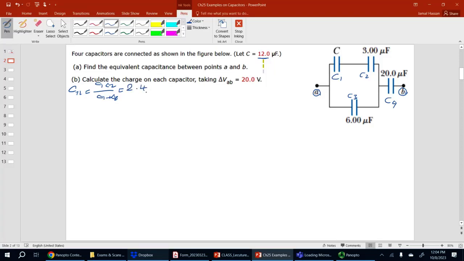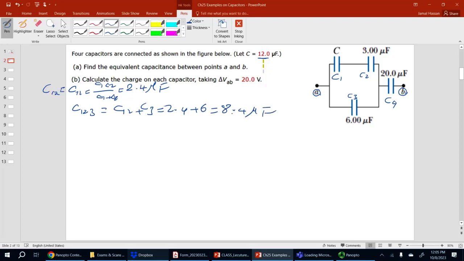Oh, please double check my answers. Okay, this is 2.4 microfarad. Now, this C1, C2 is the equivalent of capacitors C1, C2. It's in parallel with C3. So C1 to 3, remember, is equal to C1, 2 plus C3. So it's 2.4 plus 6, simply equal to 8.4 microfarad, right?